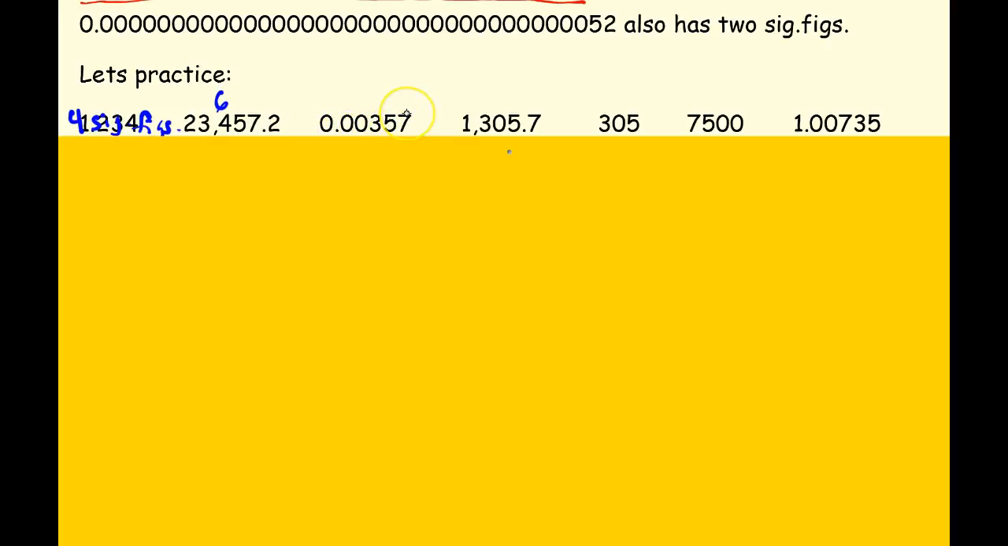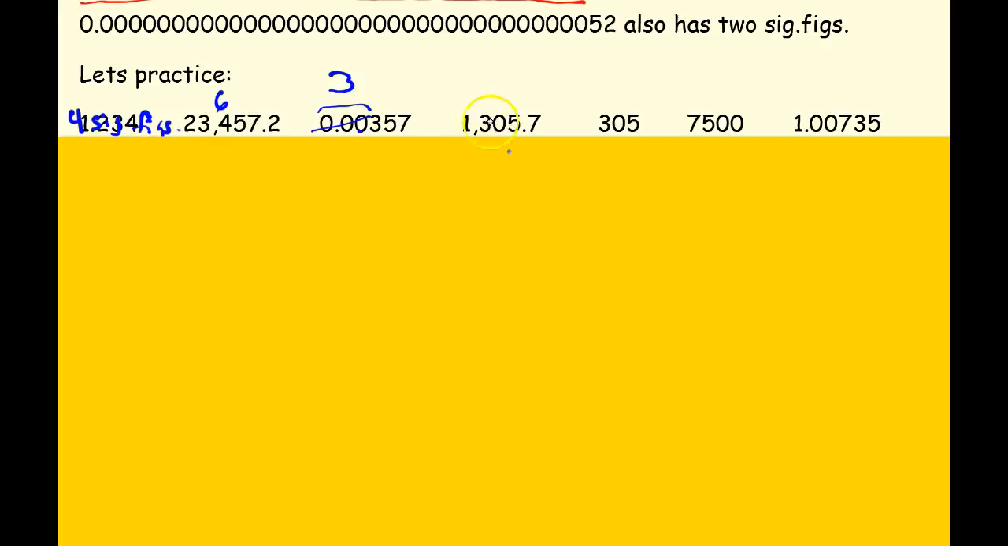0.00357. According to the last rule, zeros in front of the first non-zero numbers do not count. So we would only say that we have 3 significant figures, the 3, the 5, and the 7, because according to rule number 1, non-zero numbers always count.